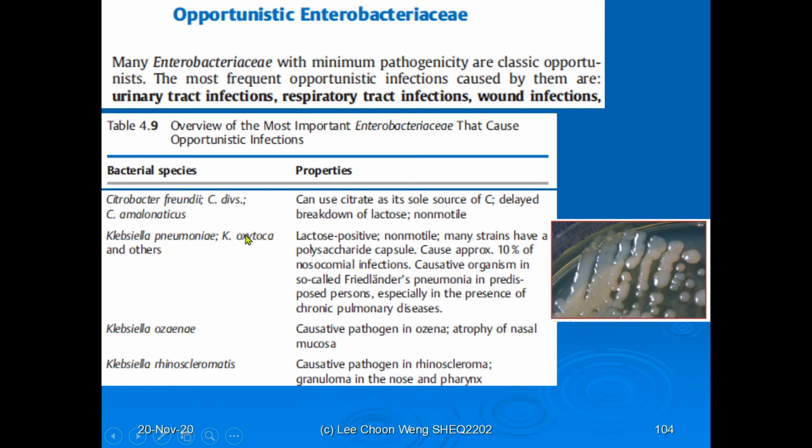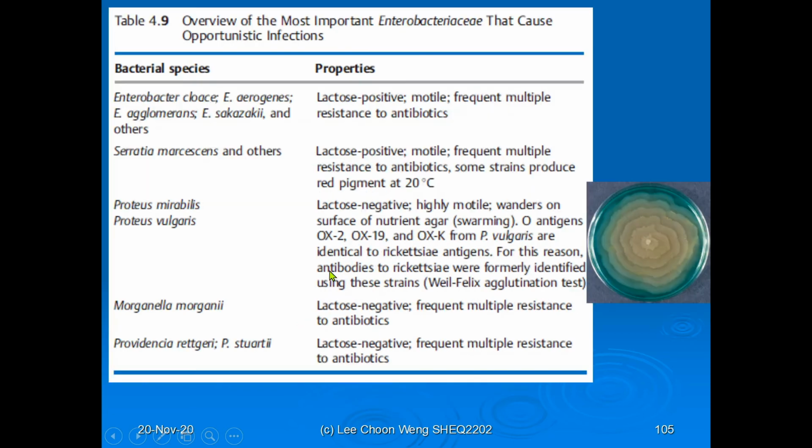For Klebsiella pneumoniae, they have a very unique characteristic where they form very mucoid colonies on artificial media. This is because they have a polysaccharide capsule that gives them this appearance. So they are important in nosocomial infections or hospital infections. Enterobacter and Serratia are also lactose positive Enterobacteriaceae that cause hospital infections.